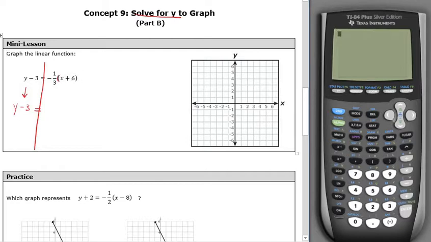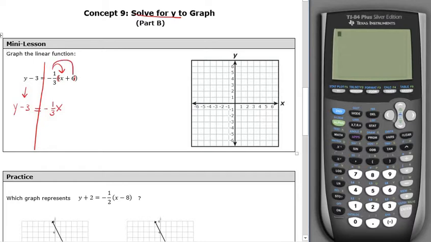These parentheses tell me I'm multiplying, so I'm going to distribute. Negative 1/3 times 1x. Well, what's anything times 1? Itself. So I'm bringing the 1/3 down, multiplying it with x. There we go.